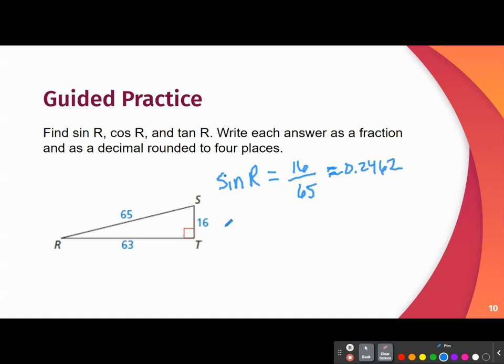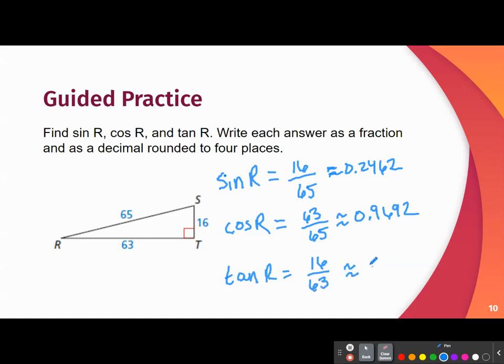Alright, what about cosine of r, Bowline? Adjacent over the hypotenuse, and you get 63 over 65, and you get 0.692. And Lakin, what about tangent of r? 16 over 63, you get 0.254. And I would put 40 just to show that you rounded to 4 decimal places. Okay, now.